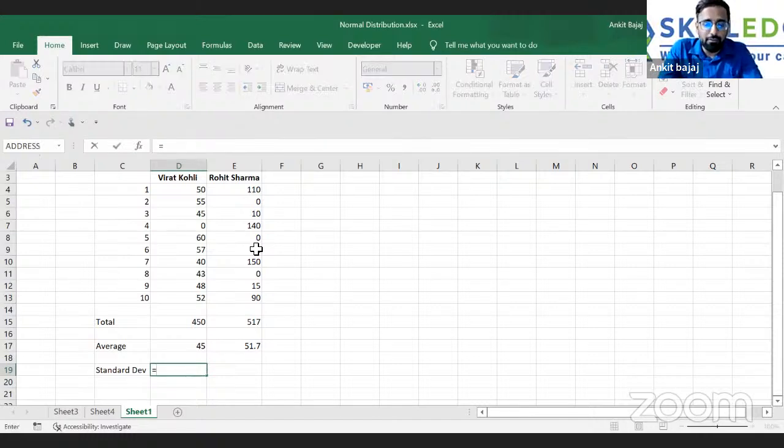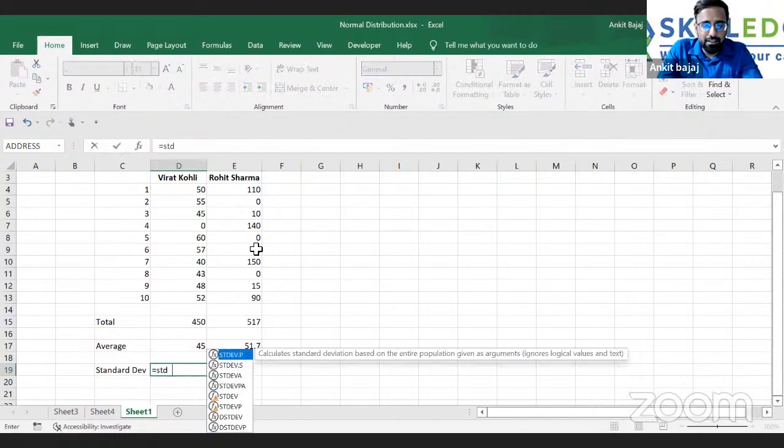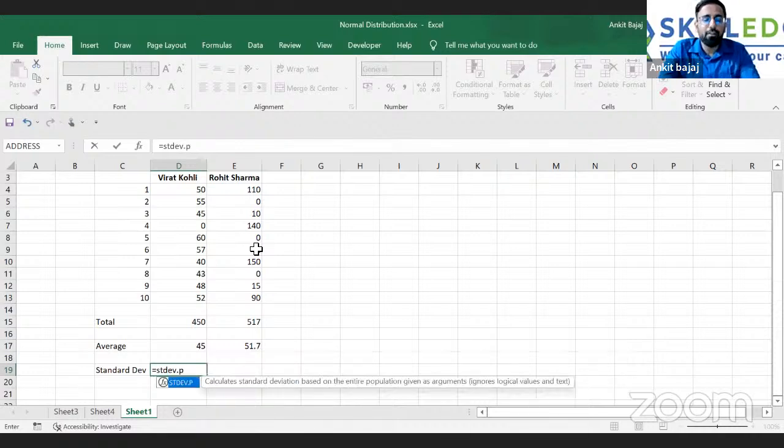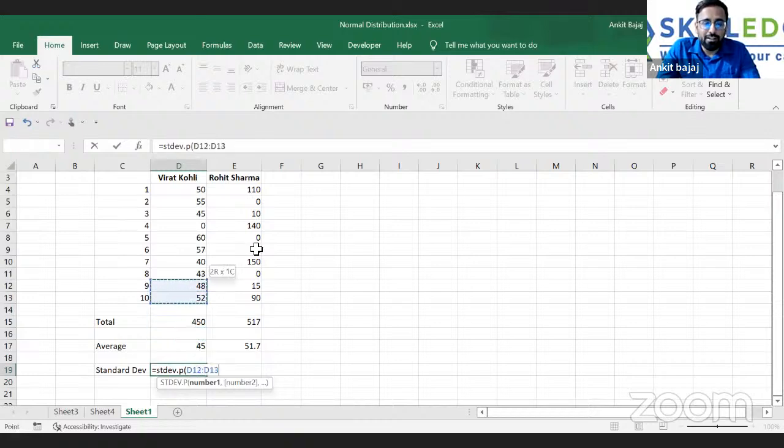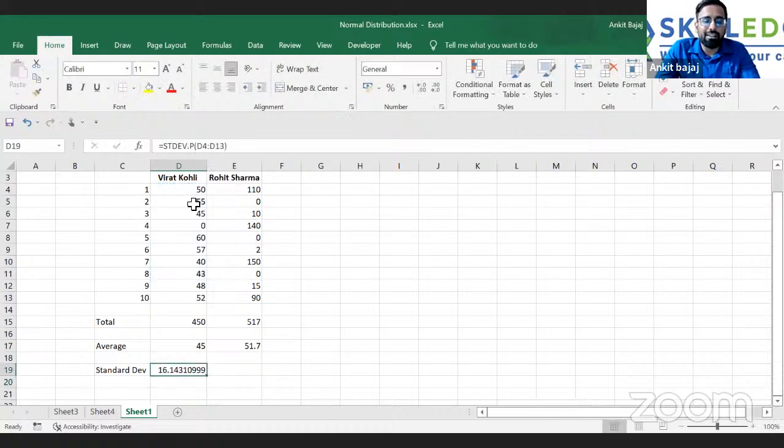So here I will be applying the formula STDEV.P, right? This is the formula for standard deviation. And what we have to do, we have to select these numbers and press enter here, right? So if you see, what is the standard deviation? Standard deviation of Virat Kohli is 16, right?